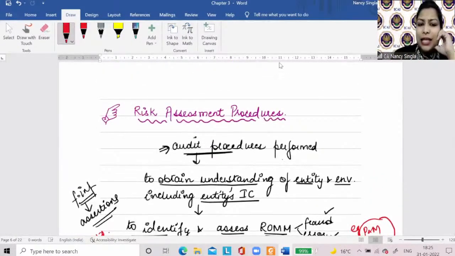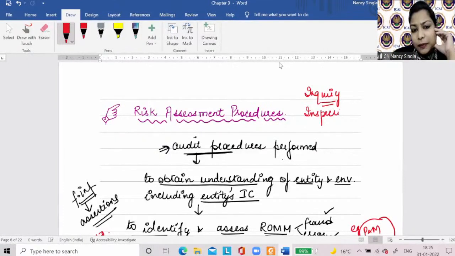So I can say that auditor may perform inquiry as audit procedure. He may perform what? Inspection, right? He may also perform analytical procedures, that is calculation of ratios and comparing the trends and ratios, right? I can also say he may perform observation.